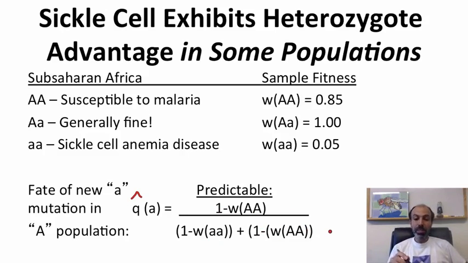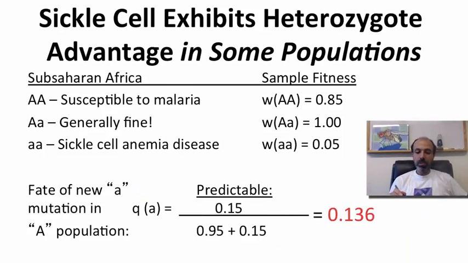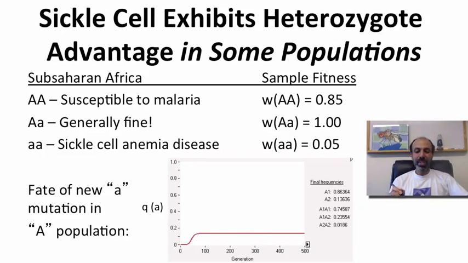Well, we have all these numbers here, right? So the fitness of big A, this one, is 0.85. The fitness of little a, 0.05. The fitness of big A again is 0.85. So we can substitute these numbers into this very simple formula. There we go, they're put in there, and this calculates out to 0.136. That number may look familiar to you because that was exactly where we saw this equilibrium drawn here.